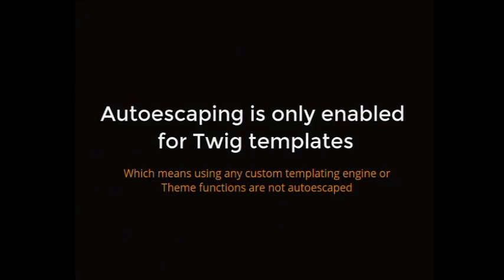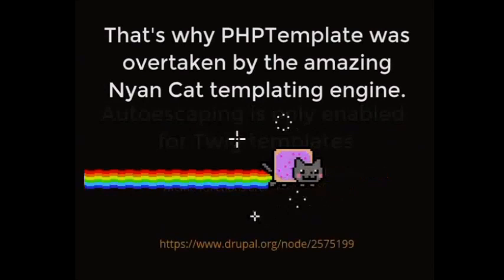There are also other caveats: the auto-escaping is only enabled for Twig templates. So if you use any custom templating engine, or if you're using theme functions that are now deprecated and all the implementations are removed from Drupal core, they are not auto-escaped. So this works with Twig. We use Twig auto-escaping, and it makes sense.